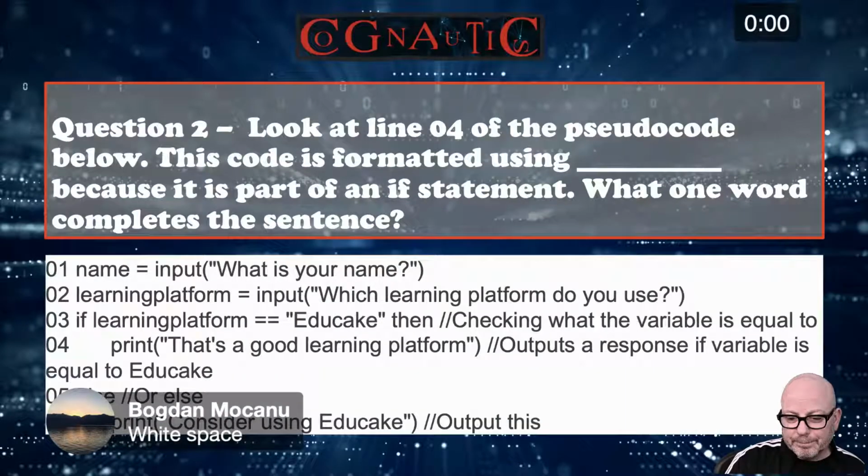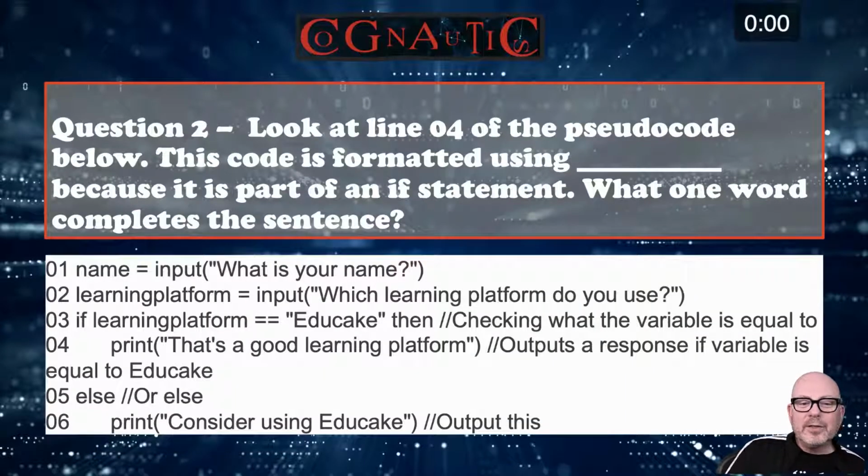Let's go on to the next one. What about this? Look at line 4 of the pseudocode below. The code is formatted using if because it's part of an if statement. What one word completes the sentence? We're looking at the formatting here. What is the word for what's happened on line 4? Any idea?